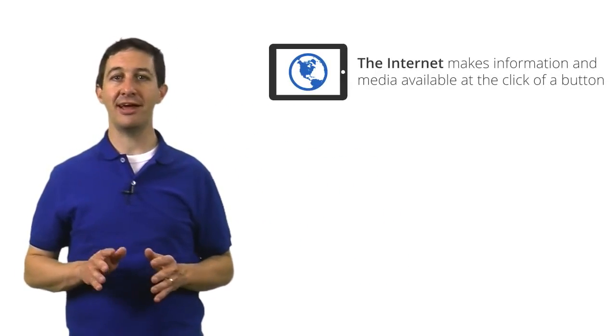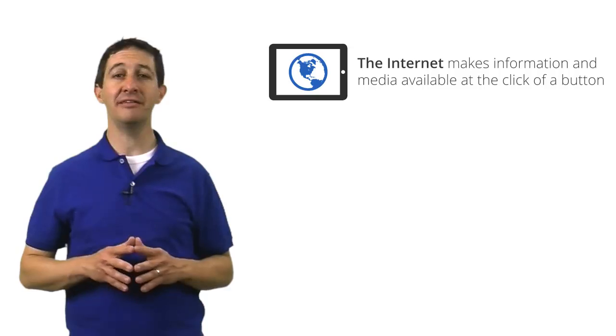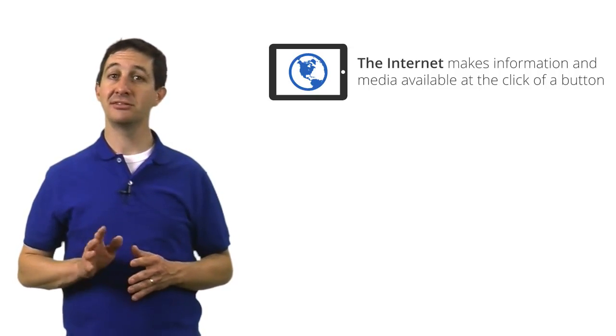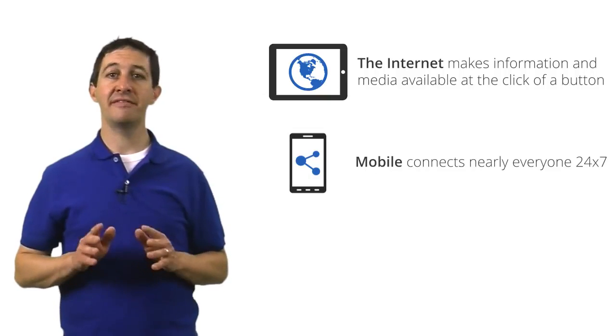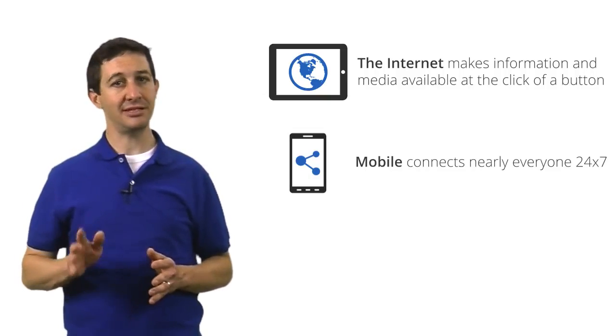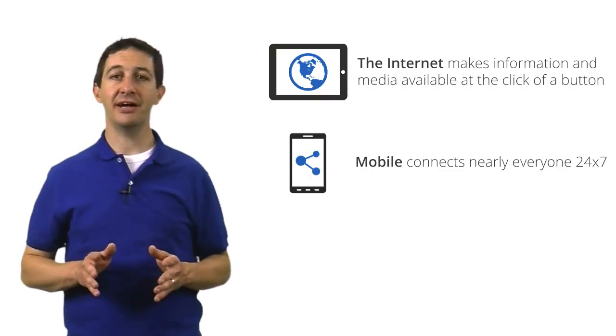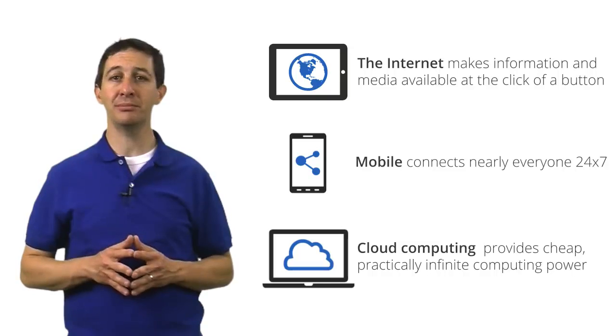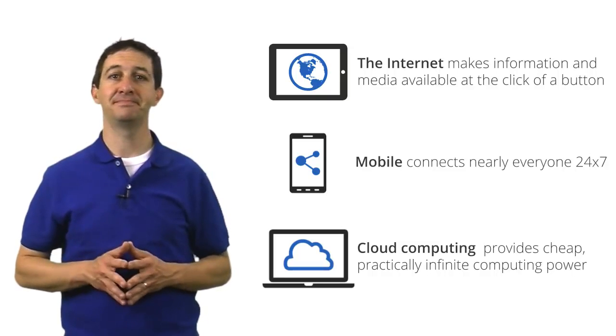big and small alike. First, the internet has made the world's information and media available to nearly everyone at the click of a button. Second, mobile devices have helped connect nearly everyone around the world, 24 hours a day, 7 days a week. And finally, cloud computing has provided us with practically infinite computing power and for cheap.